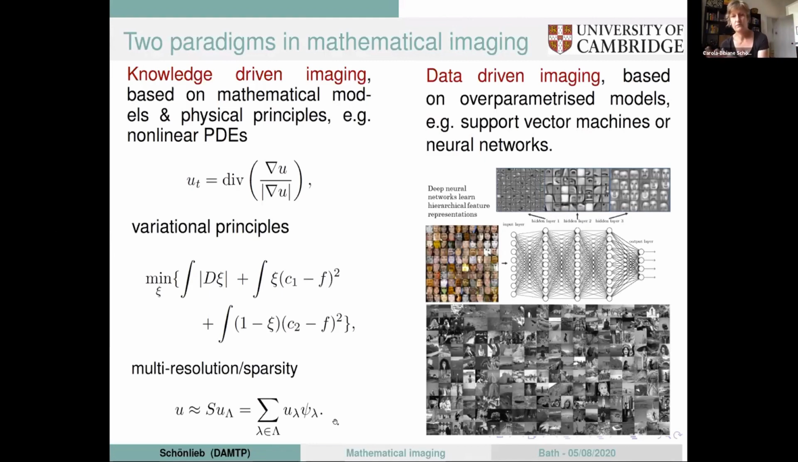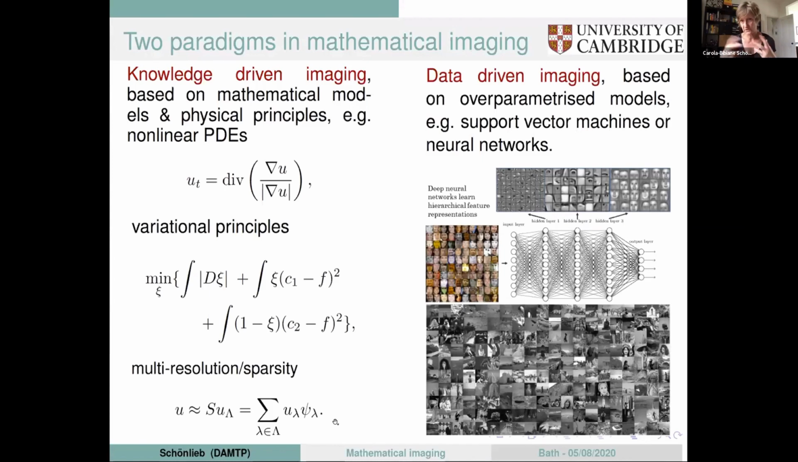Now, the data-driven paradigm says, I don't have a mathematical model that relates my information to the data, and also I don't know how to write down an equation that extracts this information from the data. But on the other hand, I have a lot of examples of paired data, and corresponding information. I have a lot of examples of the kind of information I want to extract from this data.